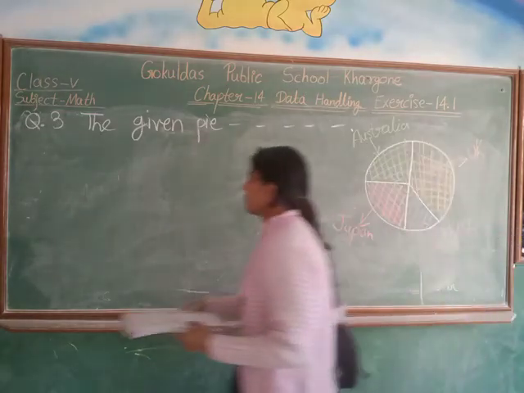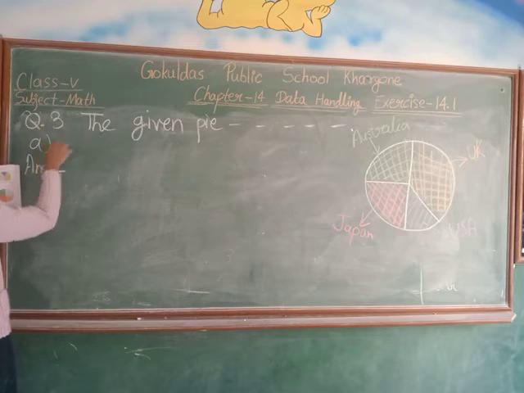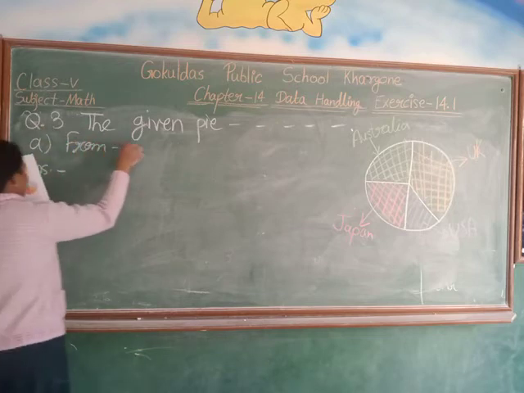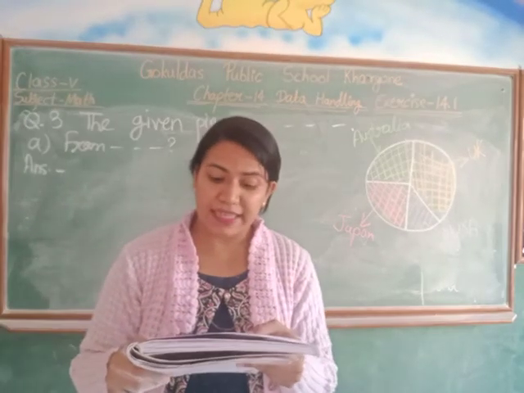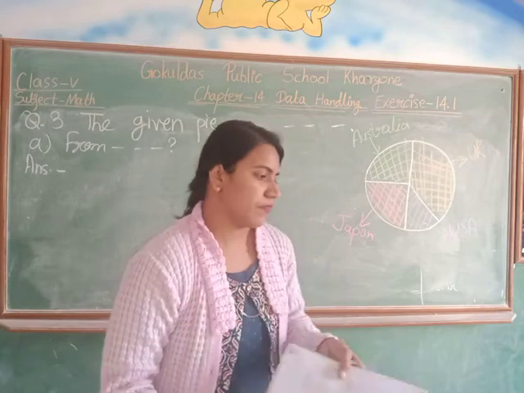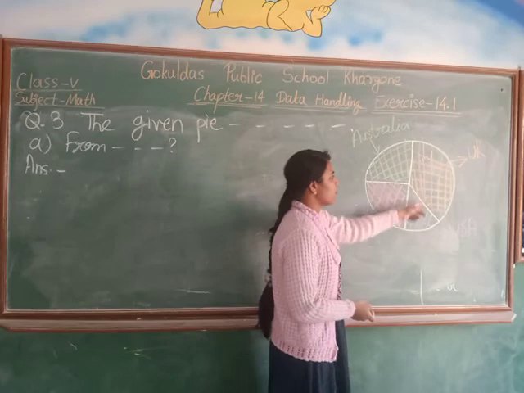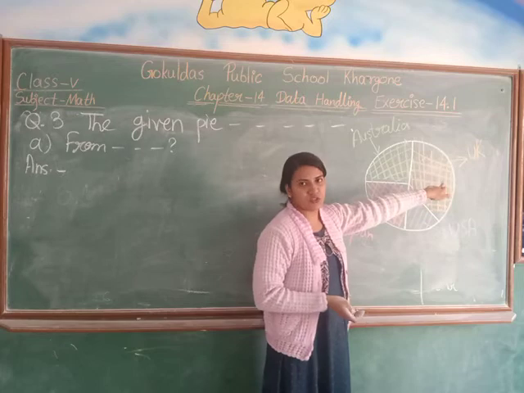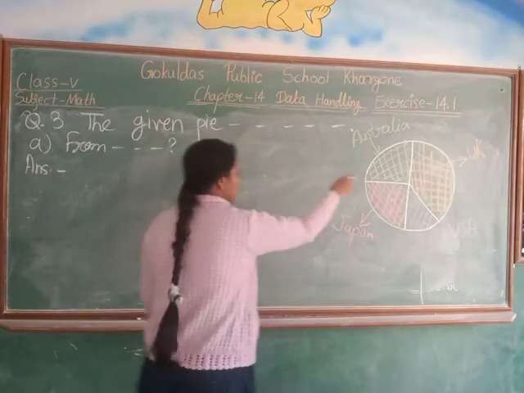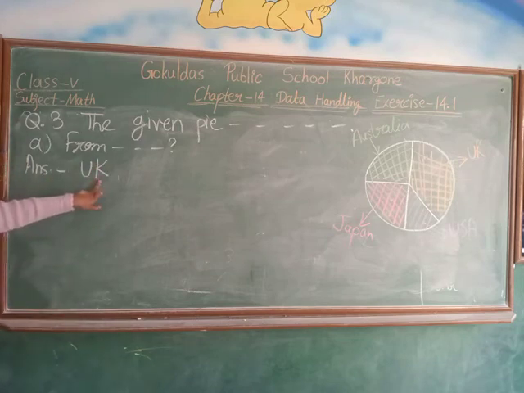For question A, I will just write the answers. You will note down the question from the book. So read: from which country did the highest number of tourists come? Observe the pie chart, which is the more shaded part? I think UK, that is United Kingdom. From United Kingdom, by observation we can directly write UK. From United Kingdom most people came to visit India.